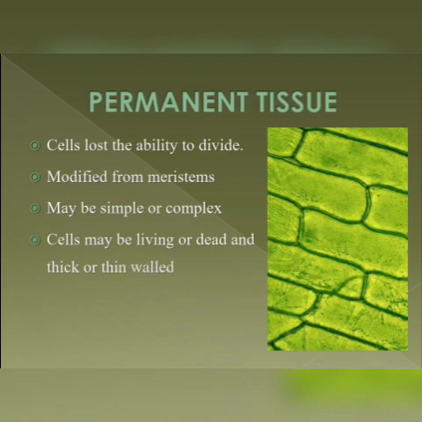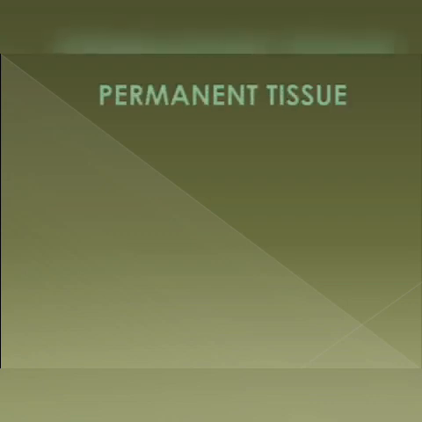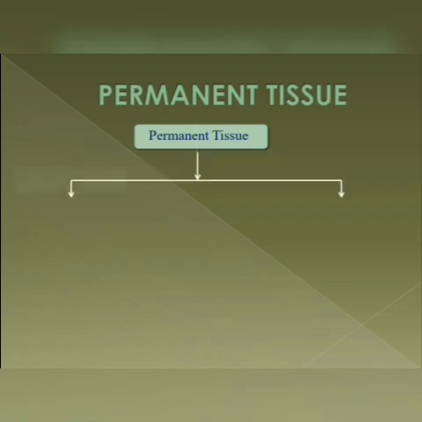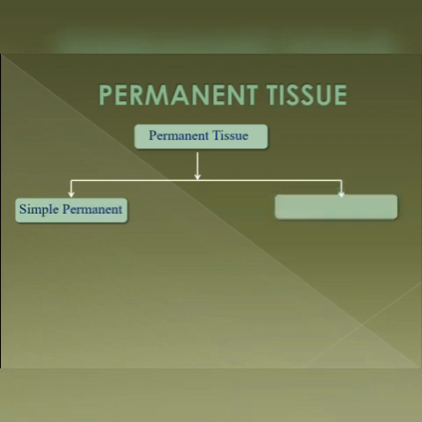And the cell wall is seen to be either thick-walled or thin-walled. Apart from this, the wall thickening may be regular or irregular. To understand permanent tissue, we will see now how it has been classified. So, permanent tissue is broadly classified under two categories. First, simple permanent and complex permanent.